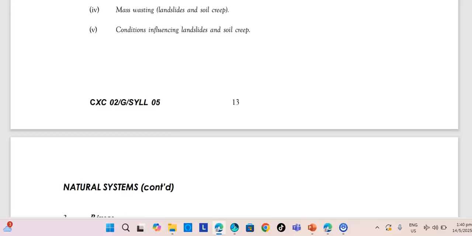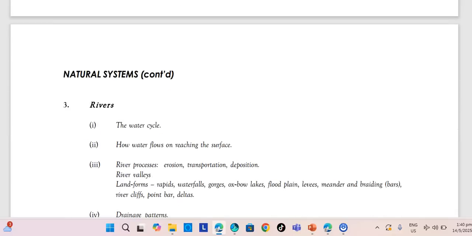So just to summarize what we just said. Mass wasting is gravity pulling soil and rocks downhill. Landslides are fast. Soil creep is slow. Landslides and soil creep are influenced by the slope of the land, rain, soil type, vegetation, and human actions.